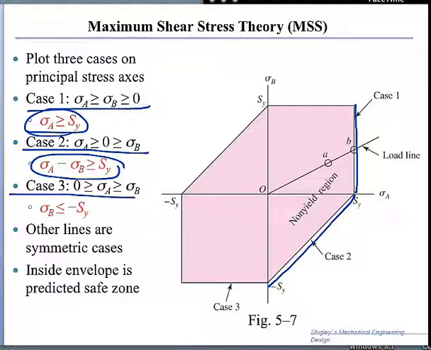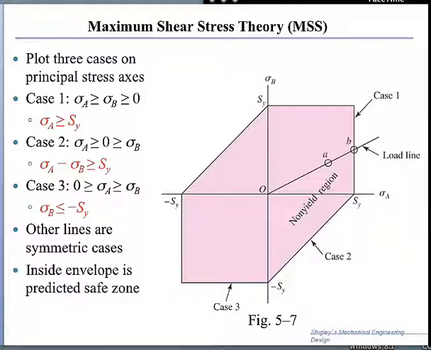And then case three, when the two principal stresses are both negative in compression, it turns out to be sigma B is less than or equal to minus sigma yield as the yield criterion. So in all of these cases, we would have a particular design problem in which we have a load line, and the load line means that the stress state is defined by a point on that load line.